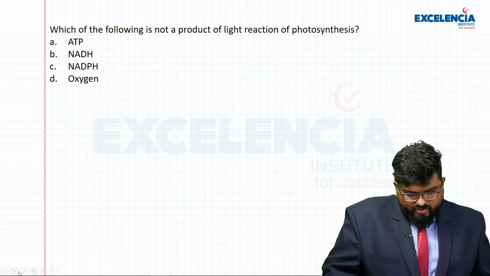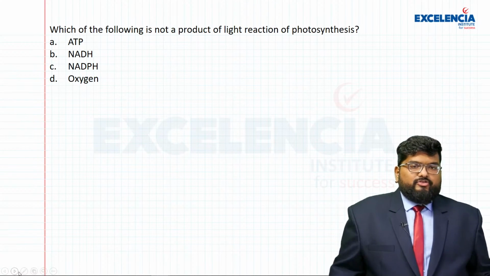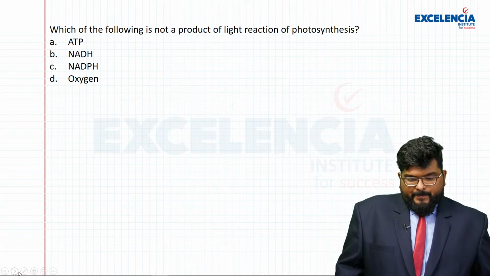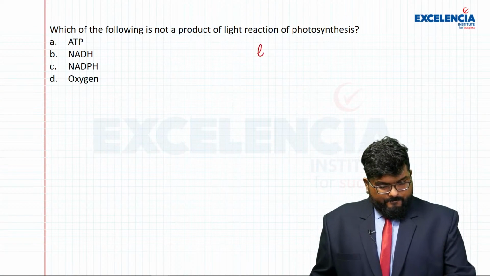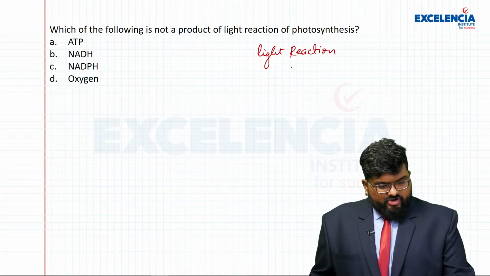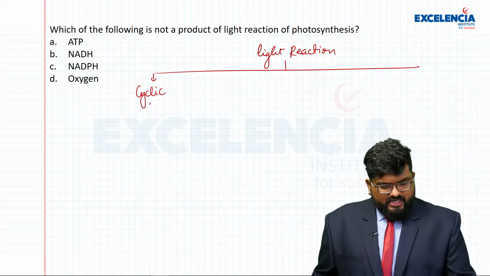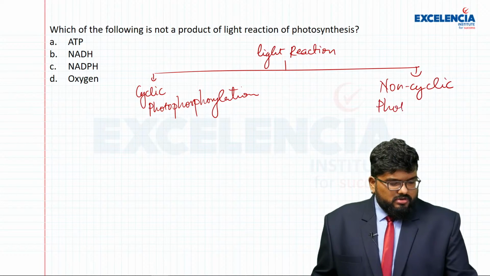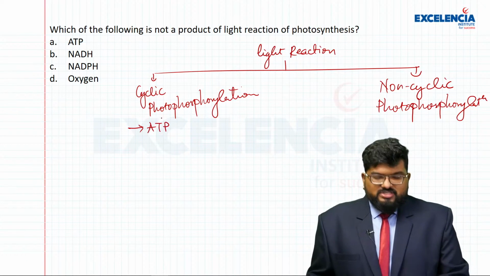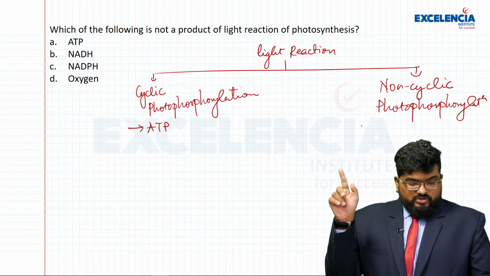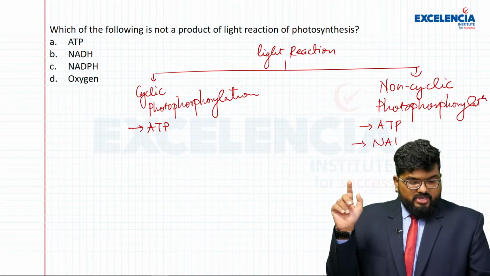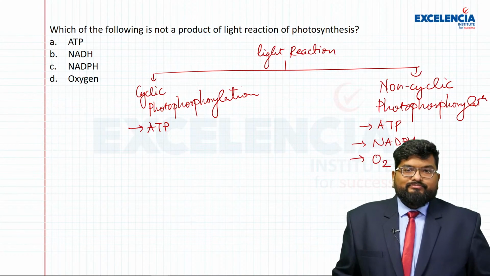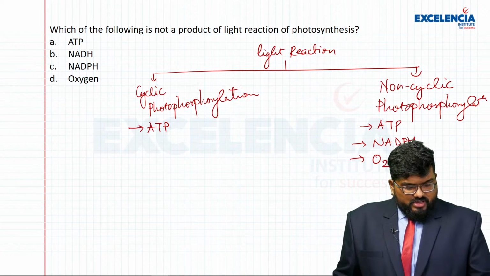Got it? Which of the following is not a product of light reaction of photosynthesis? Now come on, I literally gave you the answer just on the previous slide. Light reaction of photosynthesis has cyclic photophosphorylation and non-cyclic photophosphorylation. Cyclic photophosphorylation happens to increase the number of ATPs that are produced. Non-cyclic photophosphorylation gives us ATP plus NADPH plus O2, right? So O2 is a product of photolysis of water.